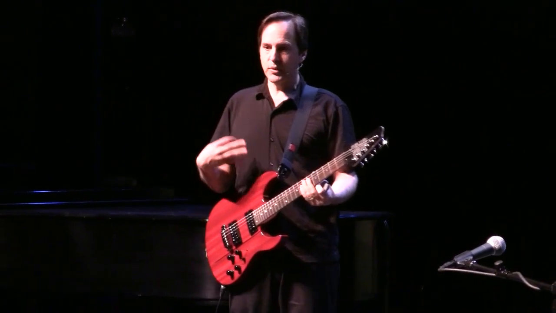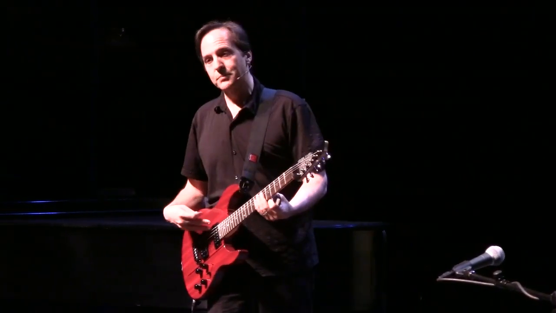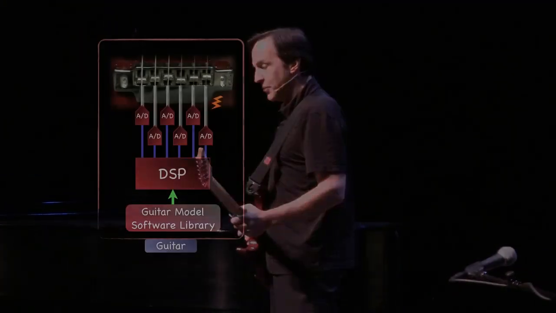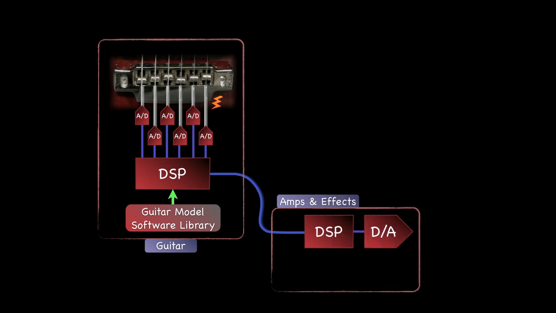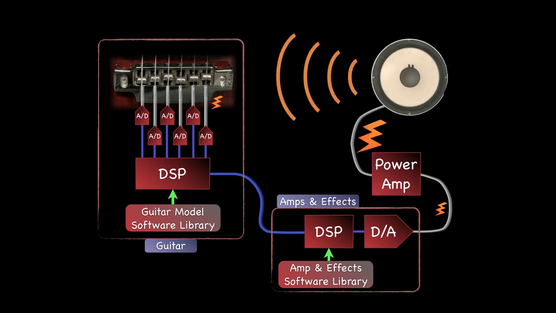Now we can process with mathematical algorithms different types of instruments, their pickups, their body resonance, and even their tuning right within the guitar. We can then connect that digitally to our signal processor that does our amp and effects modeling. That can be connected to our amplifier and speakers, and now we have a complete collection of instruments, amps, and effects in one system.